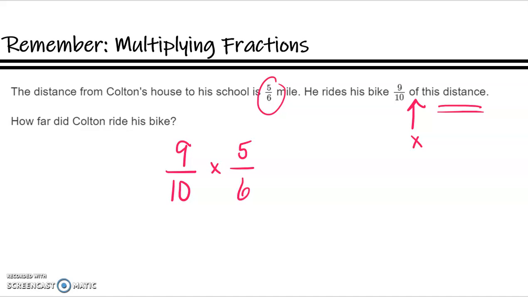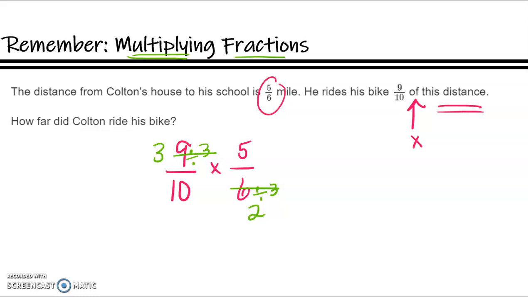Now, you could just multiply across the top and multiply across the bottom. One thing that you can also do when multiplying fractions is look at your numbers that are diagonal from each other and cross simplify if possible, which means you divide them by a common factor if there is one. 9 and 6 are both divisible by 3. 9 divided by 3 is 3, and 6 divided by 3 is 2. So I can simplify that way.